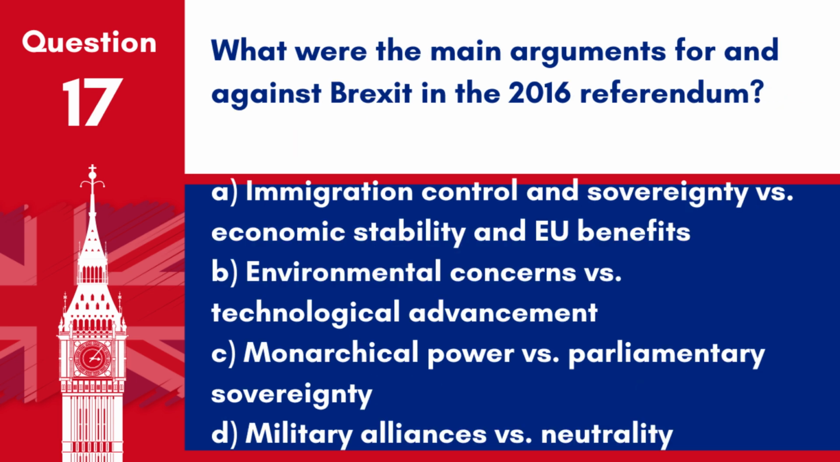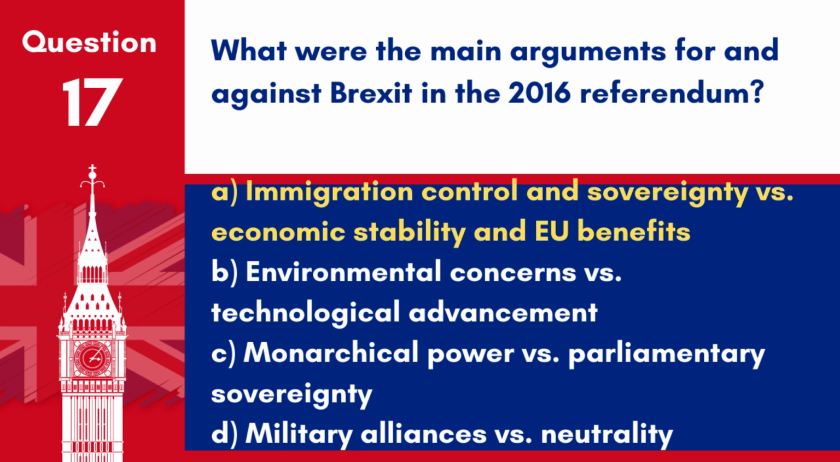Question 17. What were the main arguments for and against Brexit in the 2016 referendum? A. Immigration control and sovereignty vs. economic stability and EU benefits. B. Environmental concerns vs. technological advancement. C. Monarchical power vs. parliamentary sovereignty. D. Military alliances vs. neutrality.